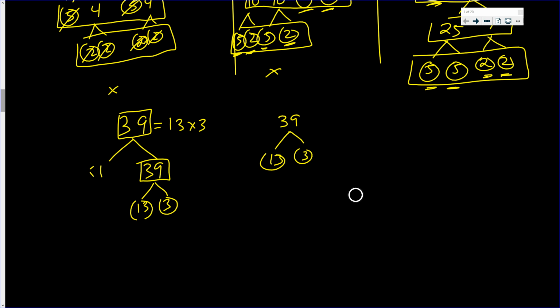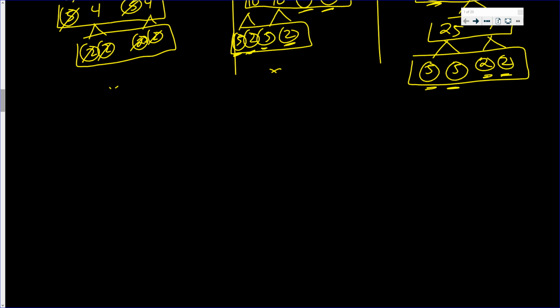Okay, that completes the section on prime factorization. Don't forget, if you use the factor tree, that's excellent. But make sure you answer the question.